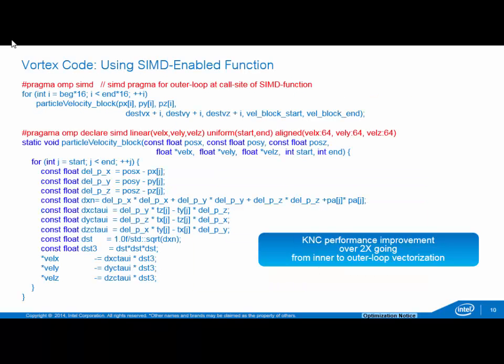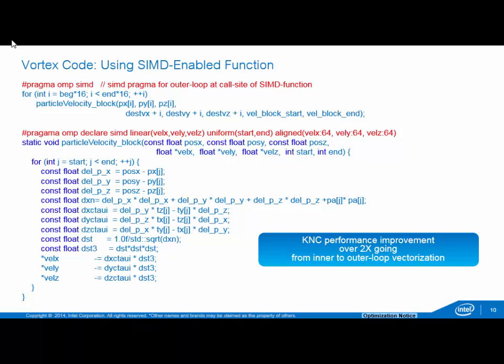Okay, here is a very simple example to show you some performance benefit. Let's say you have this loop, and that loop has a particle velocity block function call. This function is marked as a SIMD function. So simply, you mark that loop, which is the outer loop, as a SIMD loop.